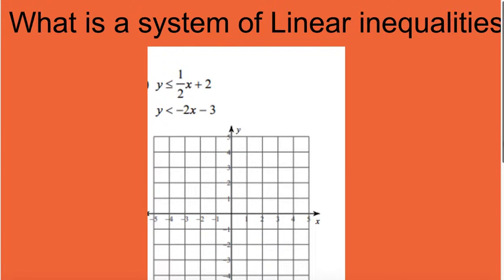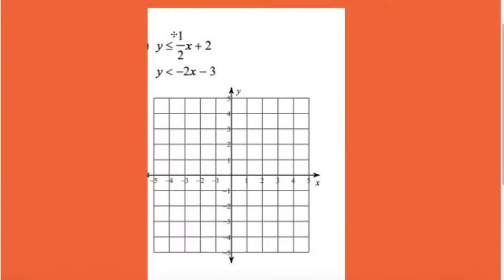So let me review. Here I have two linear equations. I see that they're linear because the highest exponent of x is 1 and y is 1. And they seem to be in y equals mx plus b, so slope-intercept form. A couple things to know about systems of linear inequalities. If I use less than or equal to or greater than or equal to, I'm going to use a solid line. And if I just use less than or greater than, it's going to be a dotted line. And then we shade based on that.